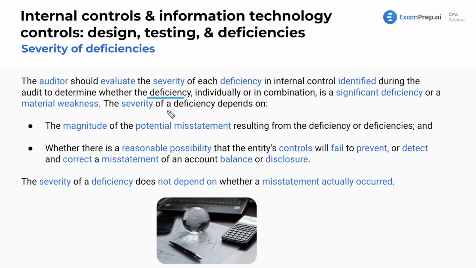Now, the severity of the deficiency depends on the magnitude of the potential misstatement, because what is our concern? As we mentioned before, our concern is the financial statements. It's not the internal controls. It's how the internal controls will affect the actual financial statements, and whether there's a reasonable possibility, we see that again, that the entity's controls will fail to prevent or detect and correct a misstatement of an account balance or disclosure. So the severity of a deficiency does not depend on whether a misstatement actually occurred.